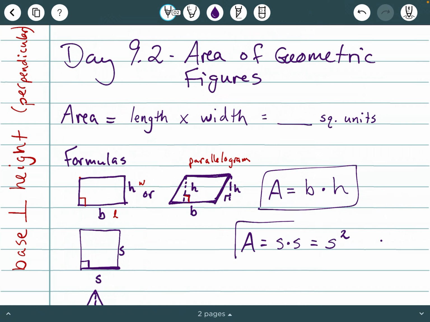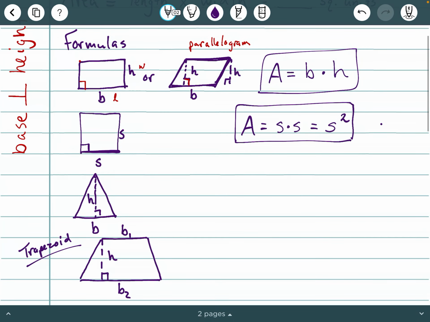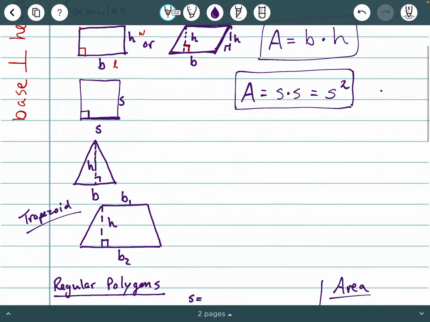So these formulas are really important. You're going to want to make sure you copy these down so that you can use them on your assignment. When it comes time to take the test, you will be given a formula sheet to use, so you don't have to memorize all of these.